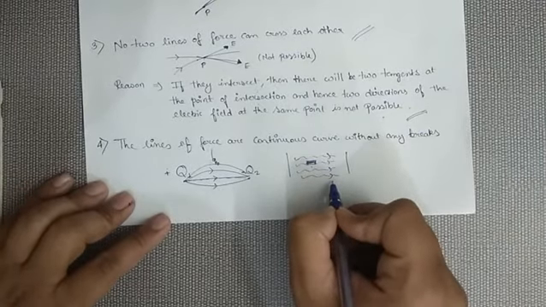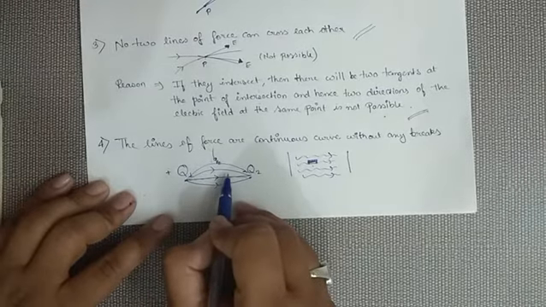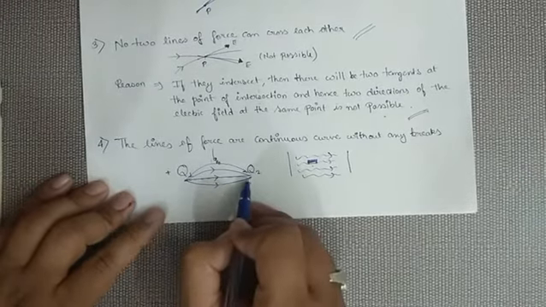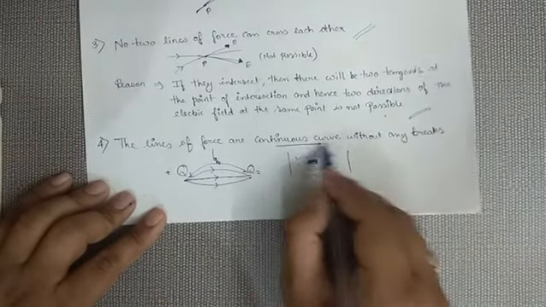In the same manner, if I place a charge Q0 in the field, it will continue to move from the first charge to the second charge. In this way, we say that these lines are continuous curves without any breaks.